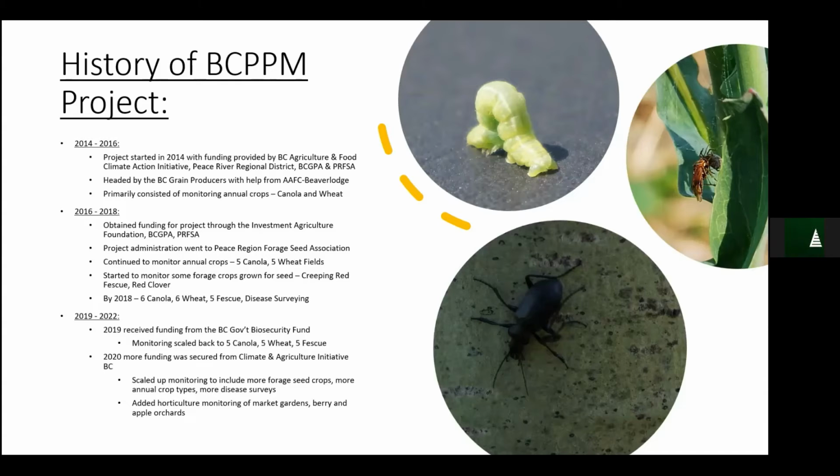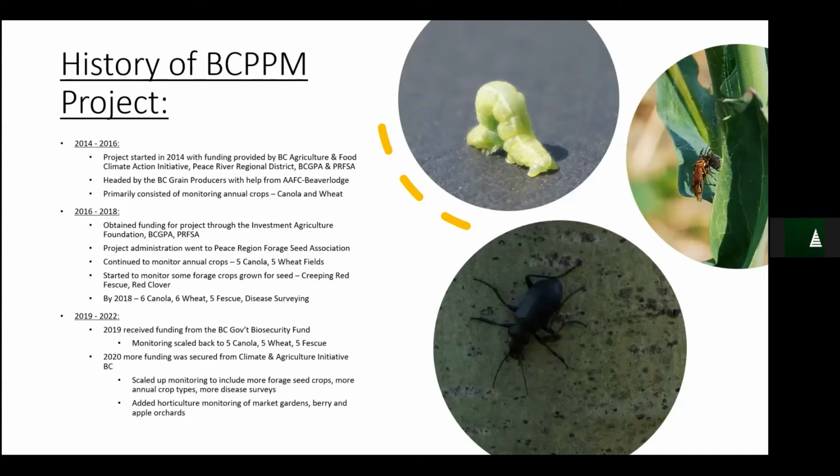There was a lack of monitoring in the region, and so Jennifer Otani and her integrated pest management lab helped the grain producers basically get this project off the ground and grow it as it has over the past few years. To start, it primarily consisted of monitoring annual crops, which I had previously mentioned, mostly canola and wheat. And then in 2016, that round of funding ended from the Climate Action Initiative, so new funding was obtained for the project through Investment Agriculture Foundation, and the BC Grain Producers and the Forage Seed Association continued to fund the project through their levy dollars.